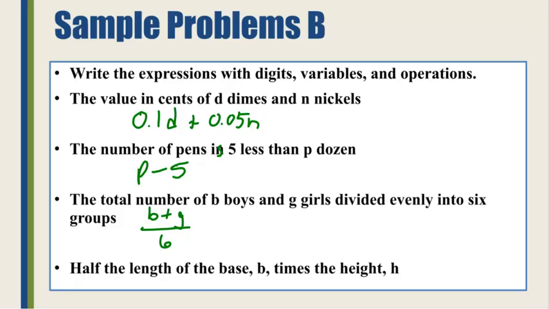And the last one here, half the length of the base. So half the length of the base, b, so half of b times the height. Now, I probably wouldn't use the multiplication symbol using the x. For this one, I probably would just do half times bh. Or if you're going to use the multiplication symbol, just use the dot operator.